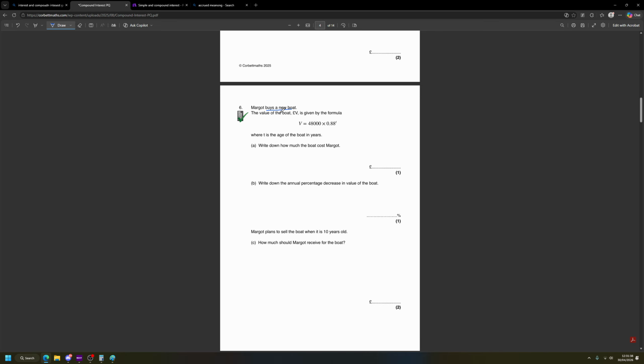Margot buys a new boat. Value of the boat, so we're working out value, where T is the age of the boat in years. Write down how much the boat cost Margot. Well, this is the original cost, right? So that's all you need to know. You just need to take that out, and that's 48,000, because part of the equation is using the original cost, and this is the original cost.